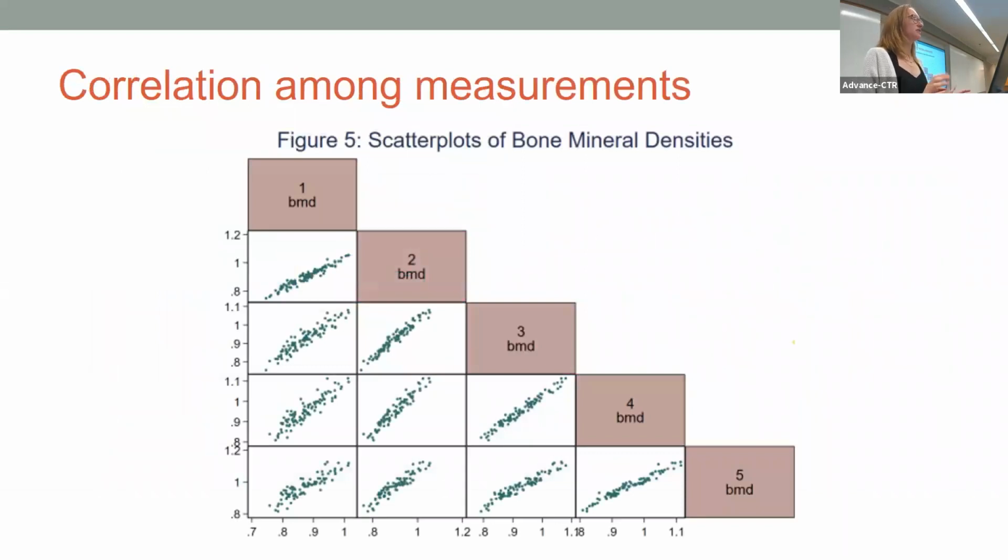Finally, the last visualization I want to show you is the correlation among your measurements. So these positive, strong, linear trends show us that these measurements, the first bone mineral density measurement and the second bone mineral density measurement, are very correlated, which is a visual representation of what I was telling you about how my bone mineral density measurements are going to be much more similar than someone else's, inherently because they're mine.